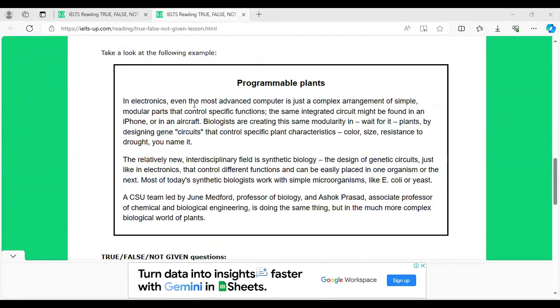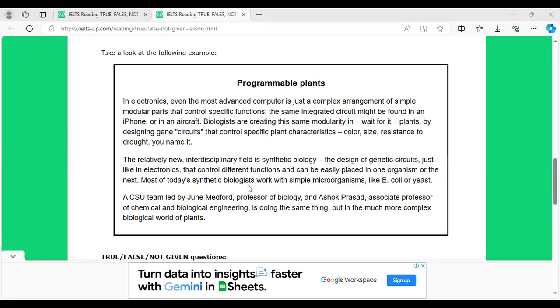Programmable plants. In electronics, even the most advanced computer is just like a complex arrangement of simple modular parts that control specific functions. The same integrated circuit may be found in an iPhone or in an aircraft. Biologists are creating the same modularity in plants by designing gene circuits that control specific characteristics such as color, size, resistance, drought, etc. The relatively new interdisciplinary field is synthetic biology, the design of genetic circuits, just like in electronics, that control different functions and can be easily placed in one organism or the next.